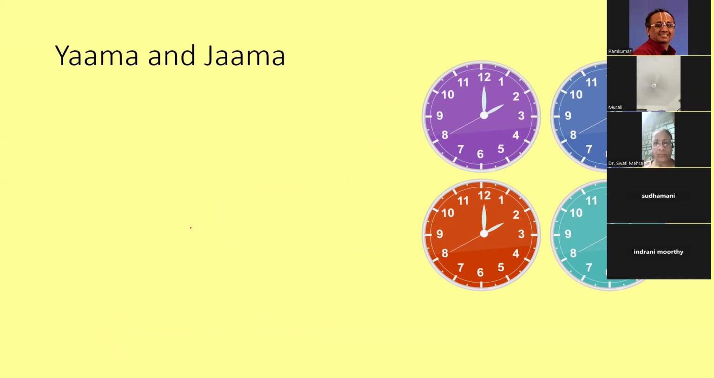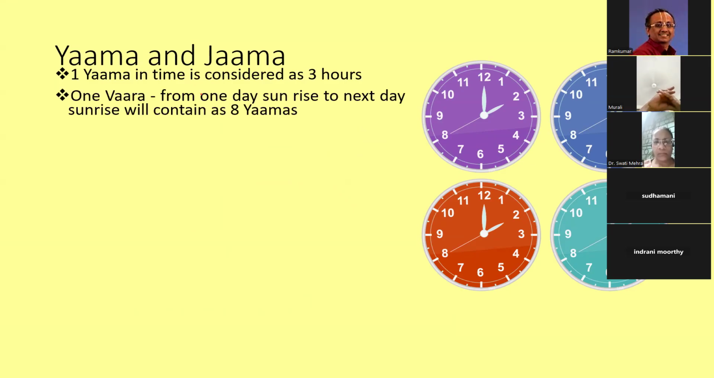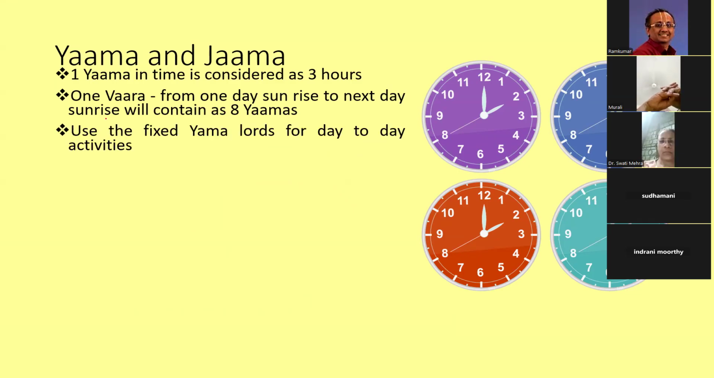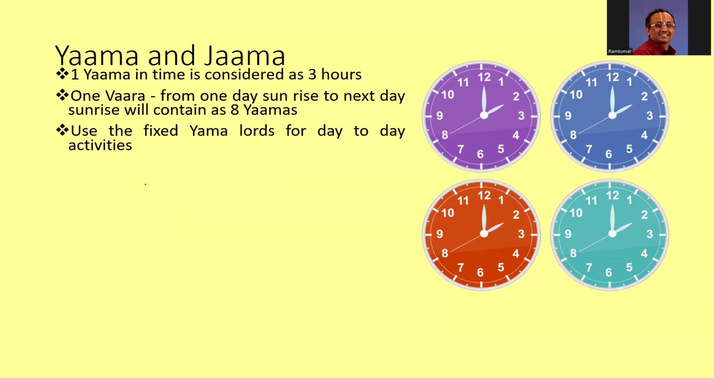Jama is between sunrise to sunset or between sunset to sunrise. So there are 16 jamas in a day, which means 1 jama is going to be for 1.5 hours. Is this clear? So 1 yama is 3 hours. And it will start from 1 day sunrise and it will go till just before next day sunrise. Similarly, the yama order is always fixed.